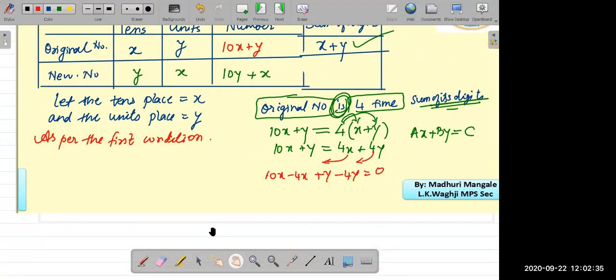So what is the first condition? We are going to simplify it further. Simplifying, we get 10x minus 4x, that is 6x, and this is 1y. When there is no coefficient, it is a 1 over there. So 1 minus 4 is minus 3y, that is equals to 0. Again, if you look at the equation carefully, you can see that both the terms are divisible by 2. So we are going to divide both the terms by 2. So that makes it 3x.